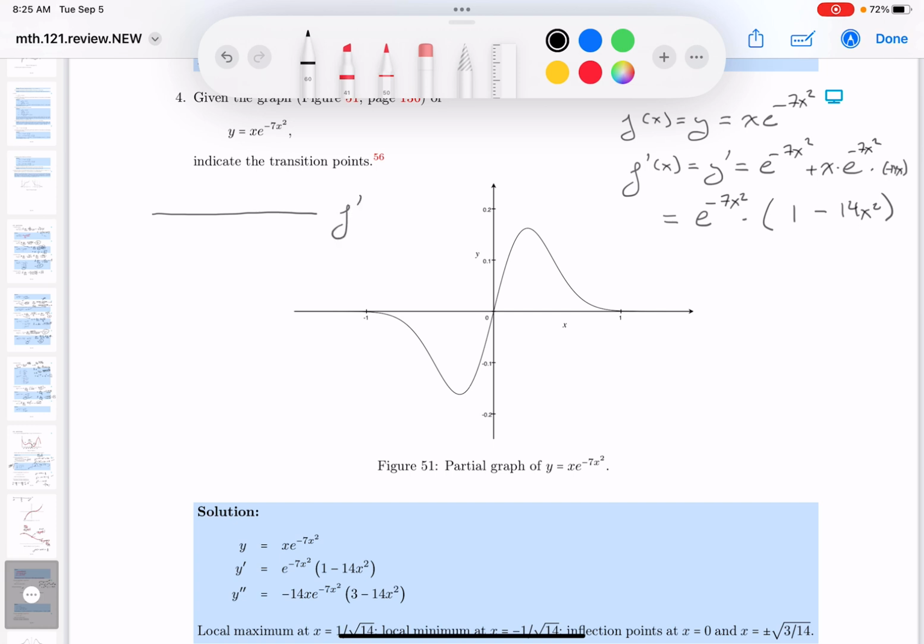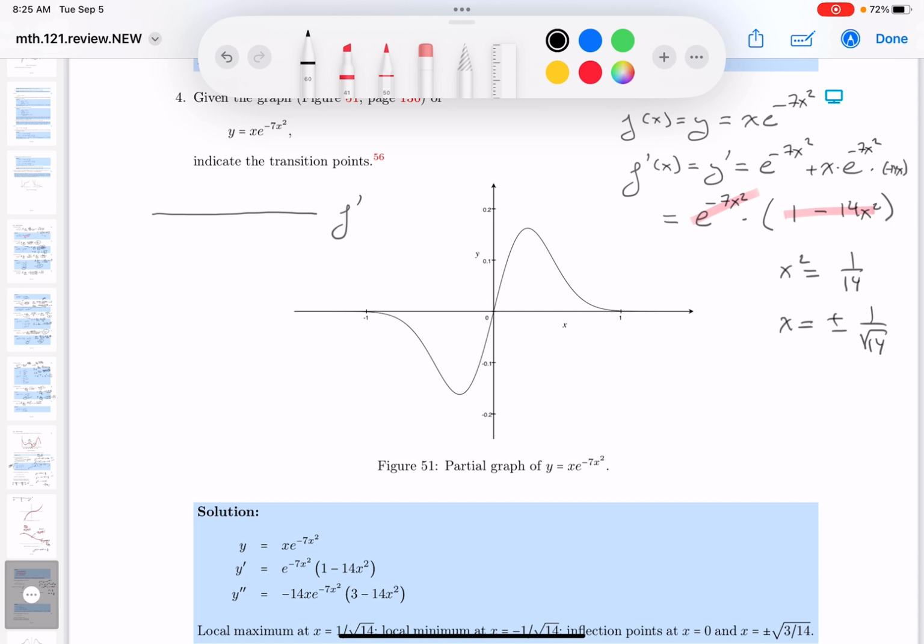And what does it take on a 0? Well, it's pretty simple to do because it's only when this factor takes on a 0. The other guy's never going to be 0. So you really got x squared equal to 1/14. And what's that going to be? X would equal plus or minus 1 over the root of 14, all right?